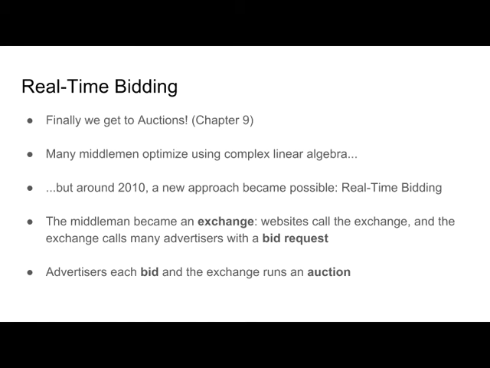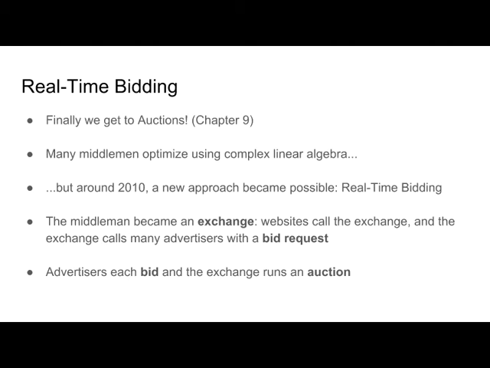So finally, I'm going to get to auctions, chapter 9 in your book. Many middlemen solve this problem using fairly complicated linear algebra. That's a little bit over my head. I read some of those papers and I was like, okay, I can see roughly how you do this. There's a dual primal problem and typical linear algebra operations research stuff. But around 2010, a new thing started to happen due to cloud computing and a bunch of technological advances called real-time bidding, which basically allowed the online advertising economy to become a little bit more like the stock market, let's say. So the middleman became an exchange, essentially a clearinghouse for demand and supply.